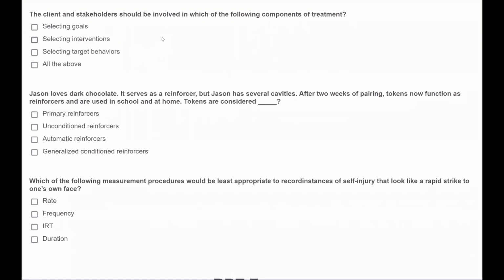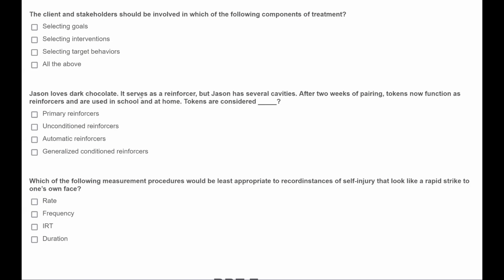The clients and stakeholders should be involved in which of the following components of treatment? Now, this is more of a broad ethical question, okay? The idea is collaboration. The idea is client dignity, maintaining client respect. What kind of say does the client have in their treatment? Well, the client is the one receiving services. They're the one who's putting up with us every day, who we're basically running their lives in a lot of ways, right? They have all the say in the world to a limit.